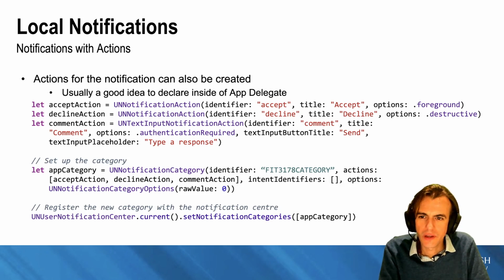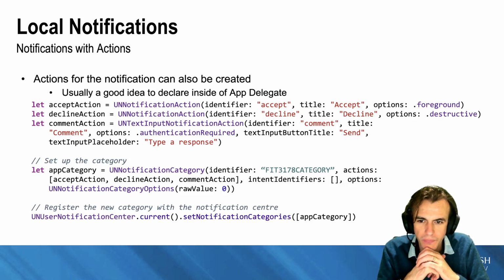So we have an example here of a text input notification. This is where, as part of the notification, someone could tap on it and enter some text, say a reply to a text message, for example. We need to assign these to a notification category, and we give it the array of actions in this case. And we need to set the notification categories. So this is something that you could do inside, say, your app delegate.